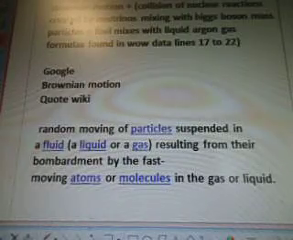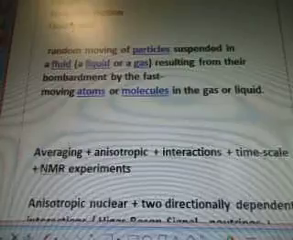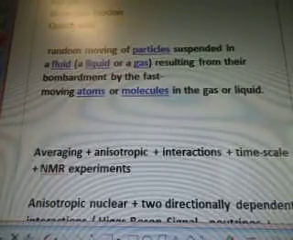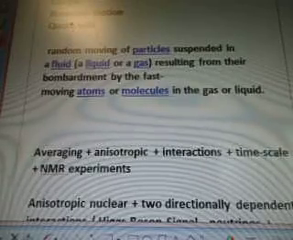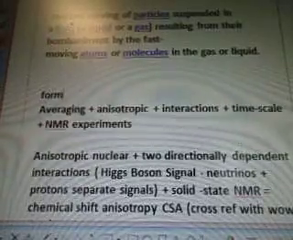Formulas found in Wow data lines 17 to 22. Google Brownian motion, quote from wiki: random moving of particles suspended in a fluid, a liquid or a gas, resulting from their bombardment by the fast-moving atoms or molecules in the gas or liquid. The formula continues.